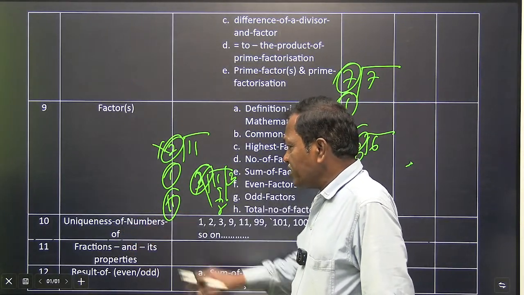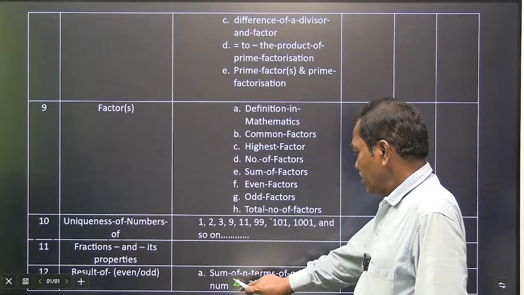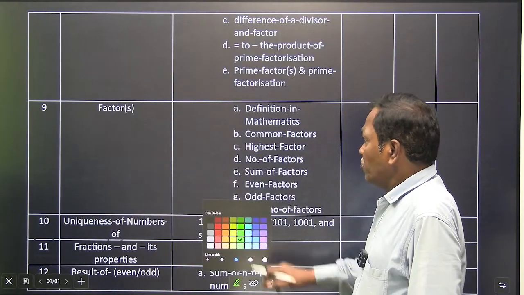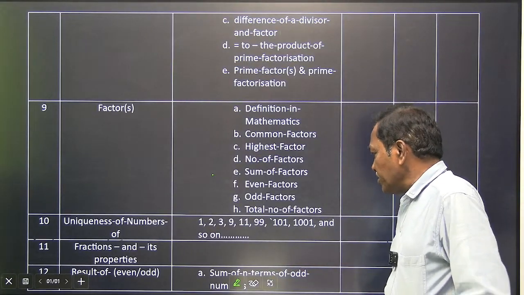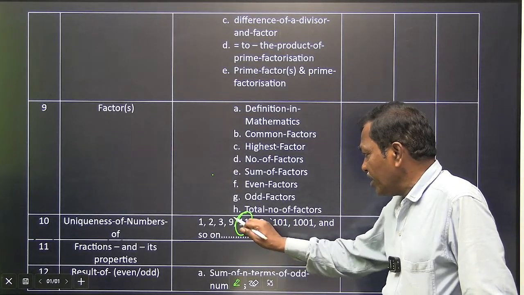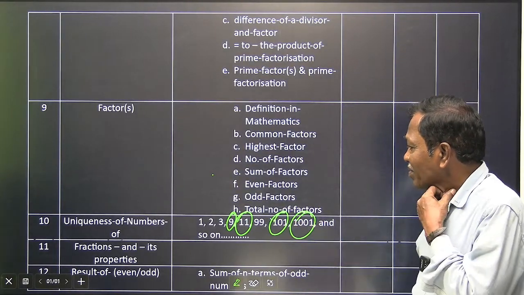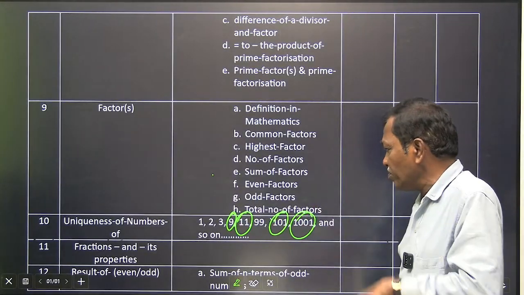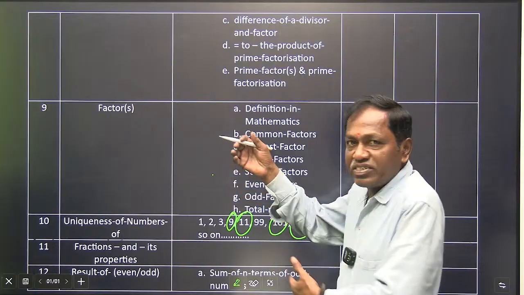Right. Uniqueness of numbers. What is the uniqueness of numbers here? See 1, 2, 3, 9, 11, 99, 1001. Always you will see questions related to 11, 9, 101, and 1001. I'll give you some simple examples. Either way, one question will come from this. For example, the uniqueness of numbers and 9. 9 has a big list for that.